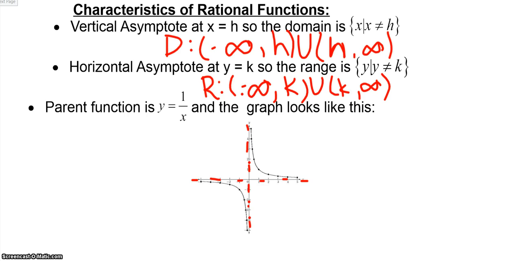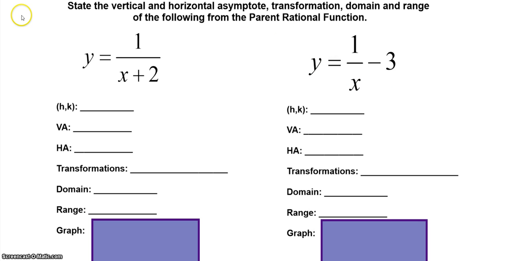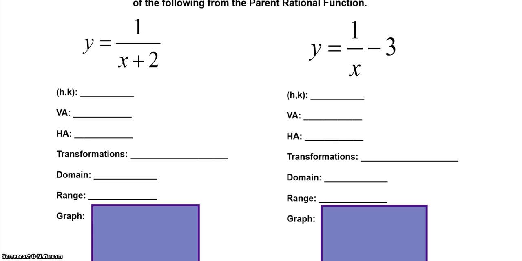Now we're going to go through some examples. Alright, so we're going to state the h, k, vertical asymptote, horizontal asymptote, transformation, domain, range, and I'll show you the graphs. So the first one, y equals 1 over x plus 2. This one, in our formula it's plus 2, but it's opposite of what we think. So it's going to be a negative 2. Then I don't have anything added right here, so it's automatically 0. So our k is 0.